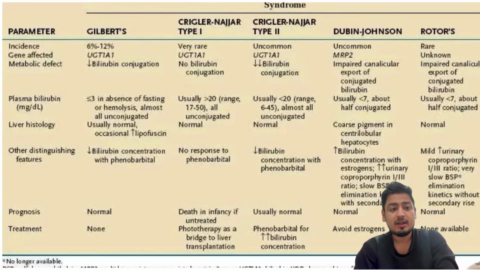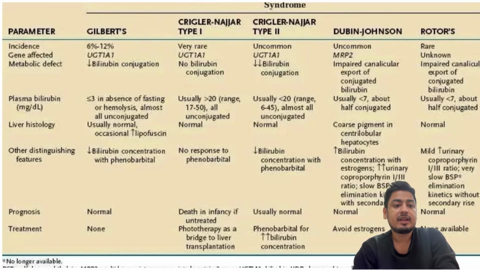Now, a lot of questions have been asked on the gene affected. So, the gene in Gilbert is UGT1A1. In Crigler-Najjar 1, the same gene is involved, but at a higher intensity. And in Crigler-Najjar 2, again, the same gene is involved. In Dubin-Johnson, the MRP2 gene is involved, and a lot of questions have been asked on this MRP2 gene. Now, in Rotor, there is no gene known.